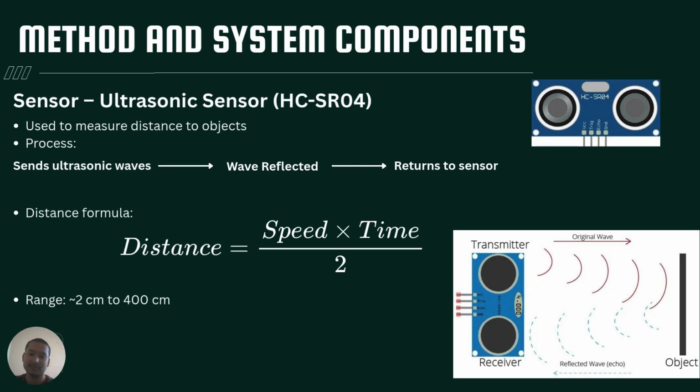The division by 2 is necessary because the sound wave travels both to the object and back to the sensor. So it's a two-way trip. This sensor, the HC-SR04, has a range from approximately 2 centimeters to 400 centimeters, which makes it suitable for short-range object detection applications.